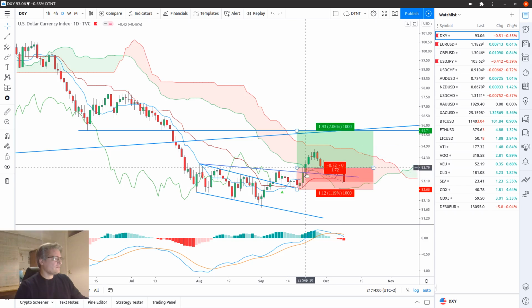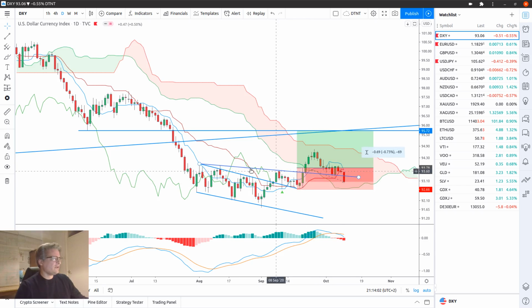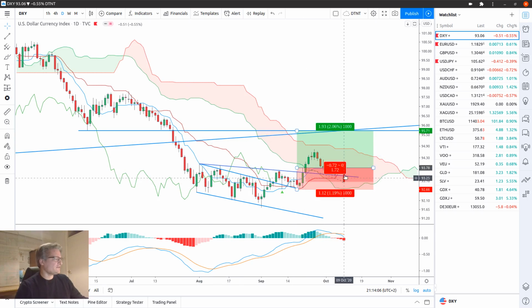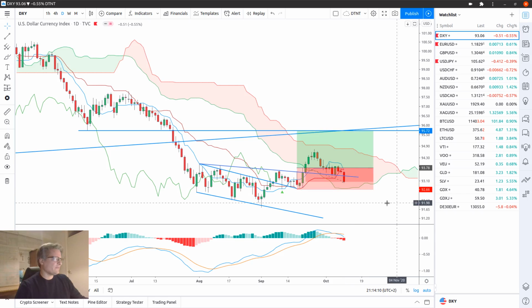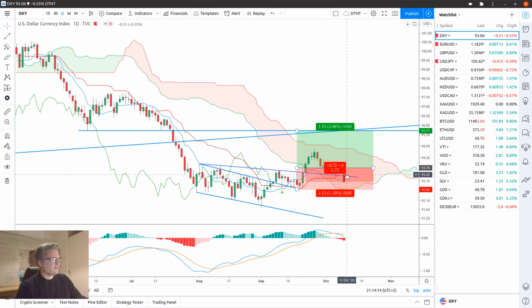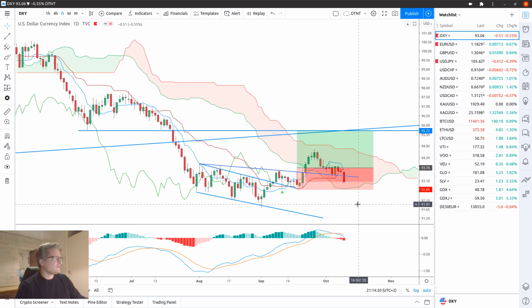because I went long when there was a breakout of this trend line, and now price has moved back below this trend line. So I think if price opens below this line here, the blue line, then I will close this position. Same goes for the Euro USD.